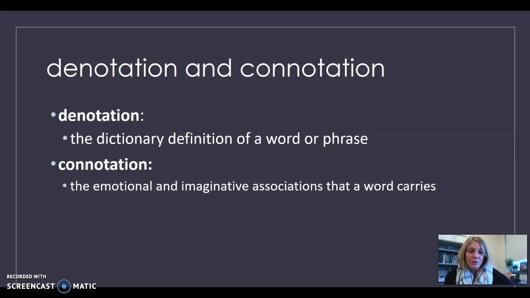A good way to distinguish between these two things is to think about the word home. If you think about the denotation of home, it's simply a structure where one can reside or simply where one resides. But if we think about the connotations for home, typically, depending on your experience with home or homes, we might think about warmth, love, safety, potentially. Certain smells might be evoked, certain memories might be evoked. Those would be the connotative associations with the word home.